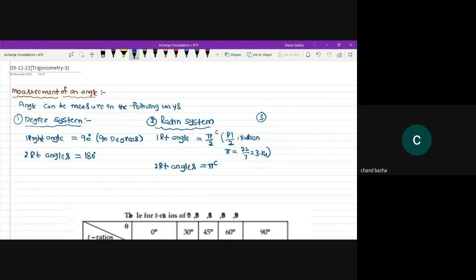The third one is the gradient system. As I said, it is outdated. We are not using it in this concept. In this method, one right angle is equal to 100 grades. The unit for grades will be G. We read it as 100 grades. Next, two right angles is equal to 200 grades.